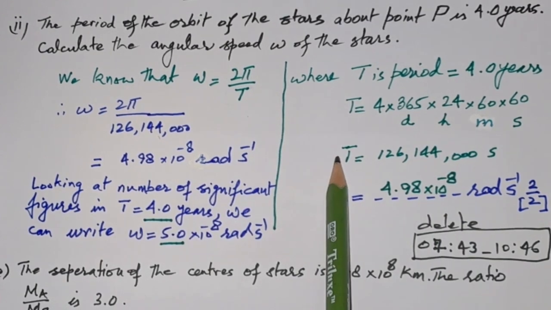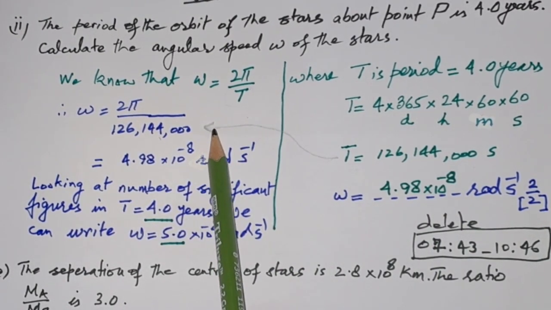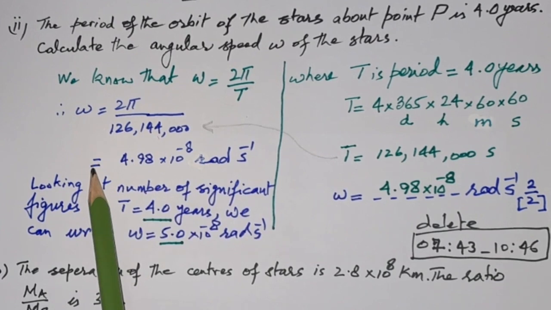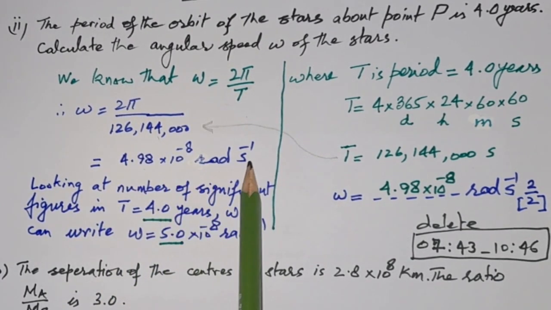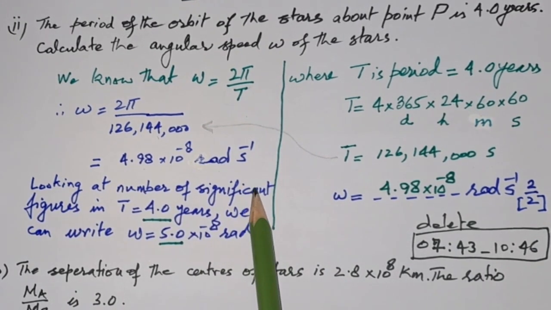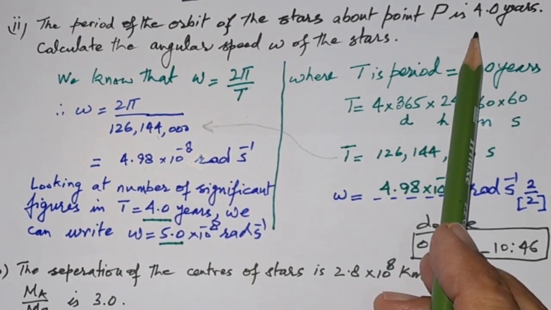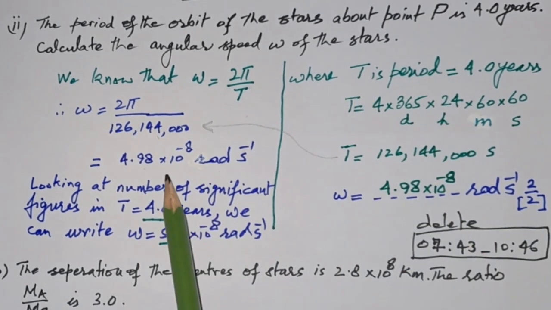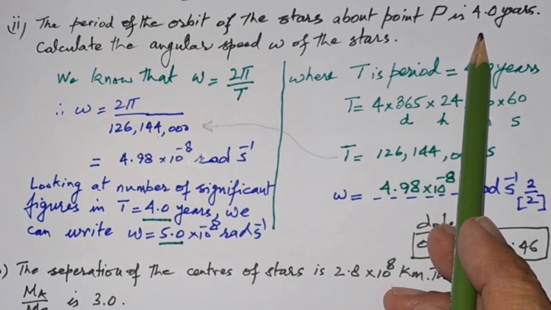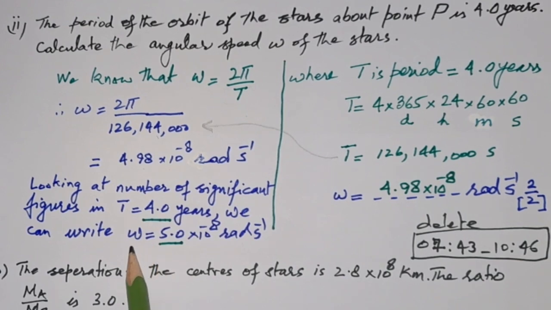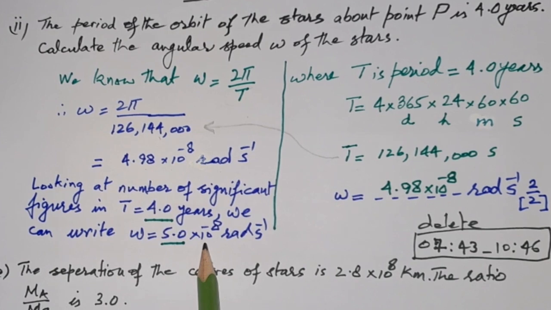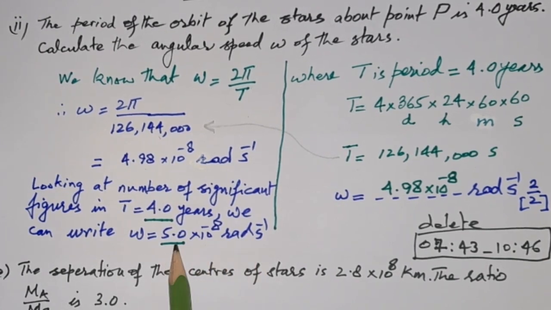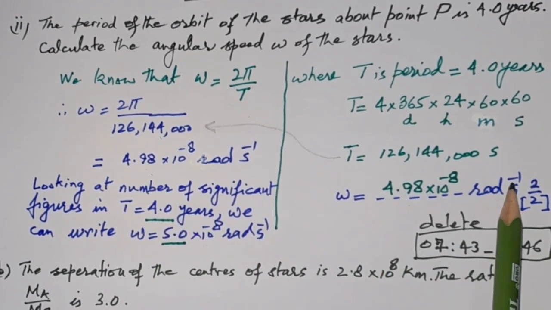We put this value here and find out that omega works out to be 4.98 × 10^-8 radian per second. Looking at the number of significant figures, we could also write the answer in 2 significant figures, and that works out to be omega equal to 5.0 × 10^-8 radian per second. Either way, you will get 2 out of 2 marks.